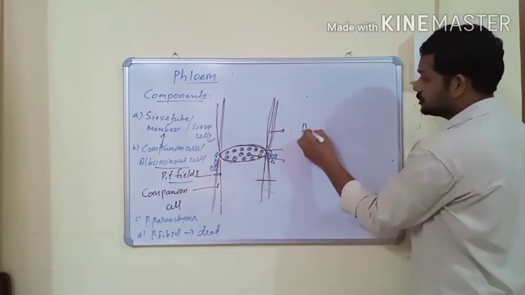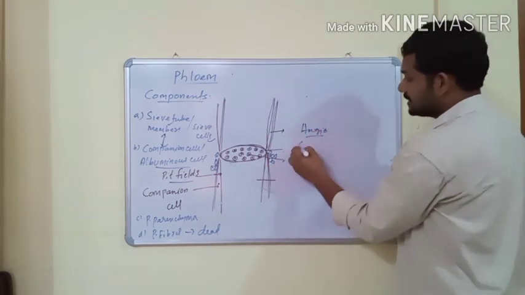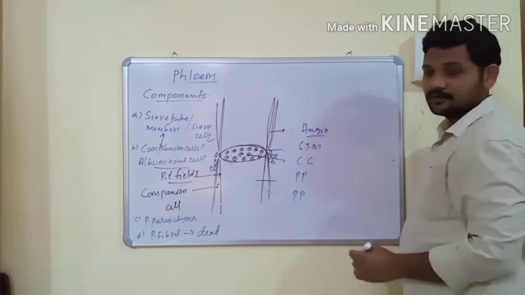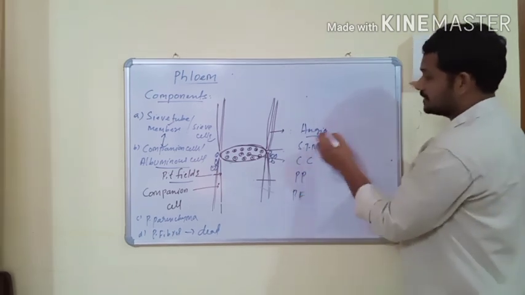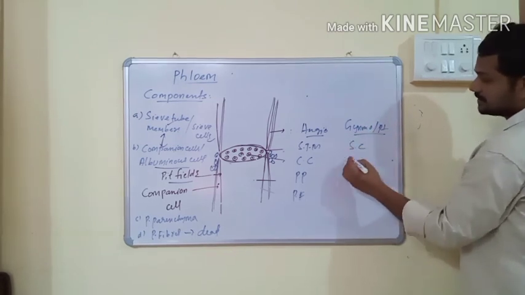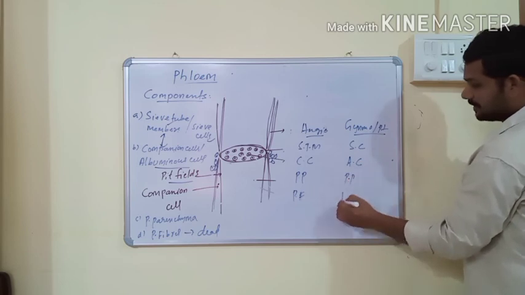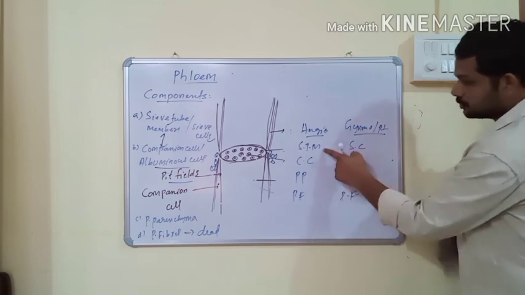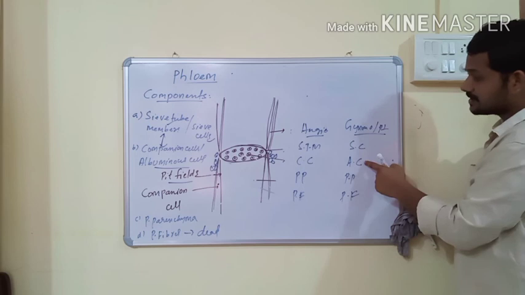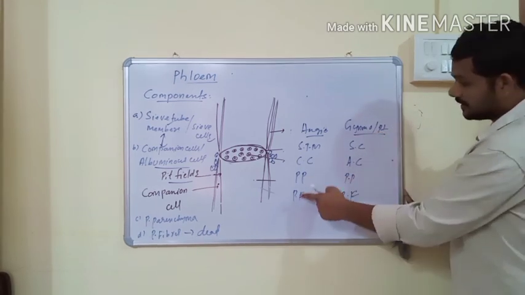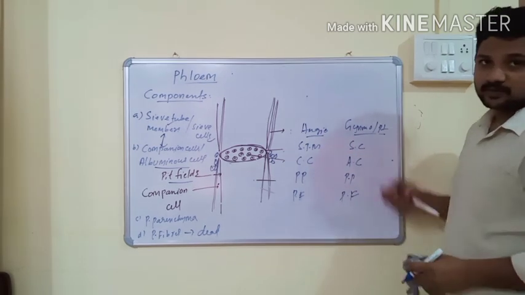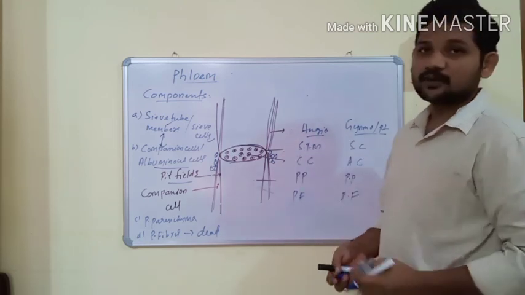So in the case of angiosperms, how many phloem components are present? Sieve tube members, companion cells, phloem parenchyma, and phloem fiber. These four components are present in angiosperms. In the case of gymnosperms and pteridophytes, sieve cells and albuminous cells are present, while phloem parenchyma and phloem fiber are common. So sieve tube members and companion cells are present only in angiosperms, and they are absent in gymnosperms. Albuminous cells are present only in gymnosperms. Phloem parenchyma and phloem fiber are common to angiosperms, gymnosperms, and pteridophytes. So these are the different components of phloem.